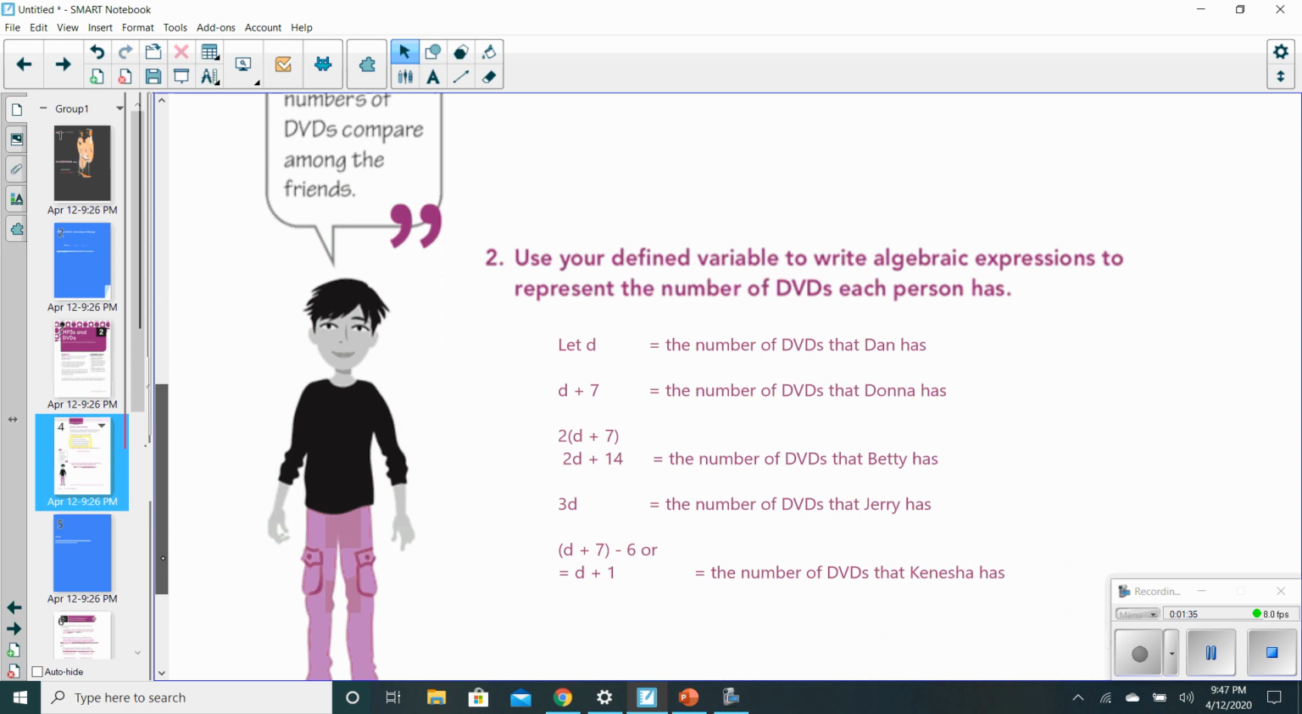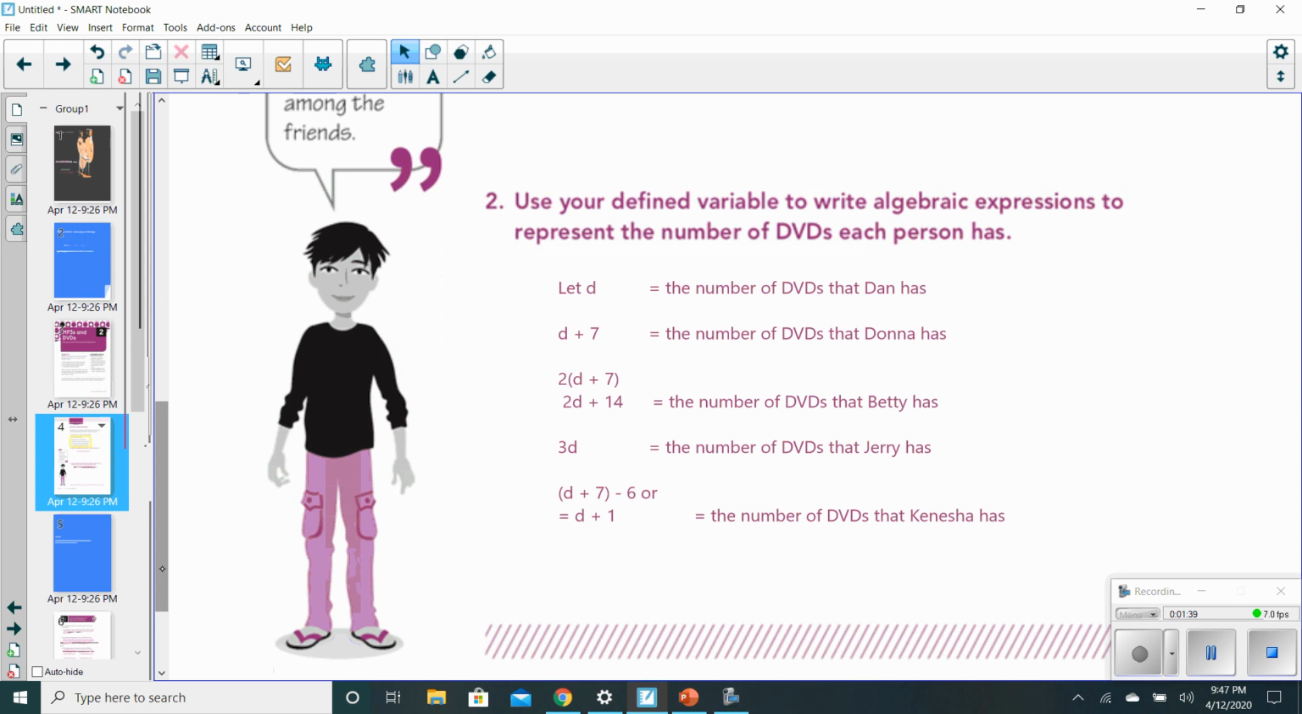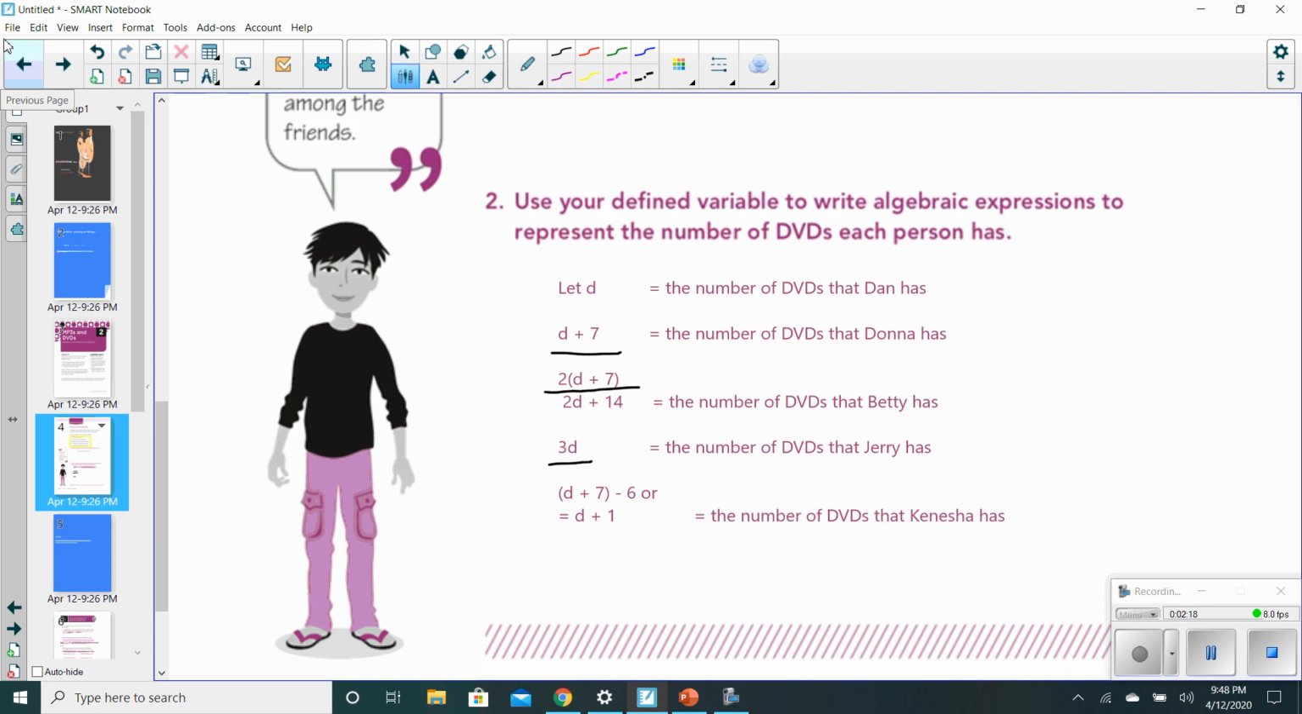So if you look at number 2, you're using your defined variable to write algebraic expressions to represent the number of DVDs each person has. So to do this, you're going to see that we have D for Dan. The statement up above said that Donna has 7 more than Dan. For Betty, it said Betty has twice, so that means it's 2 times the amount that Donna has. Jerry has 3 times, or three times more than Dan, so that's 3D. And then it says Kanisha that she has 6 fewer than Donna. So that means you take Donna's and you're going to subtract 6. And when you do that, you're left with these different expressions.